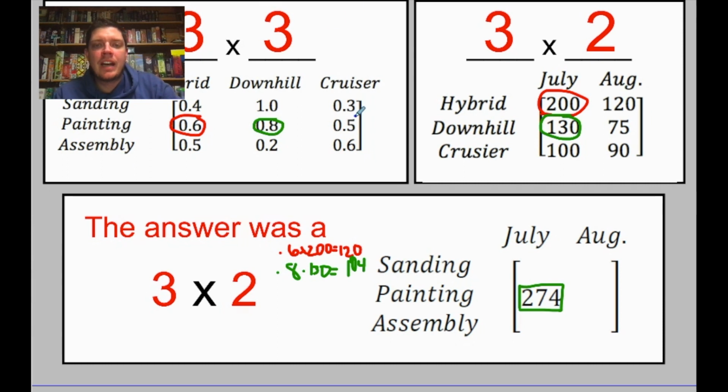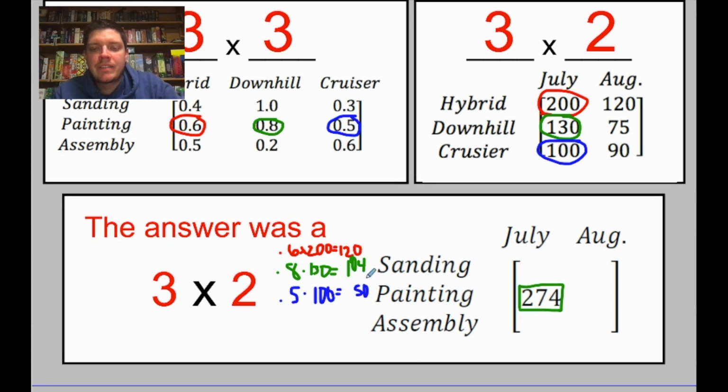And then I figured out it was a half an hour, 0.5 of an hour, to paint one cruiser. And there were 100 cruisers. Okay, so I do 0.5 times 100, which means that I spent 50 hours painting the cruisers.